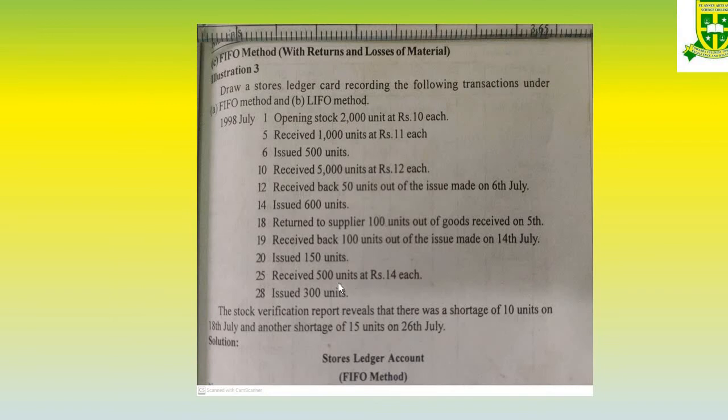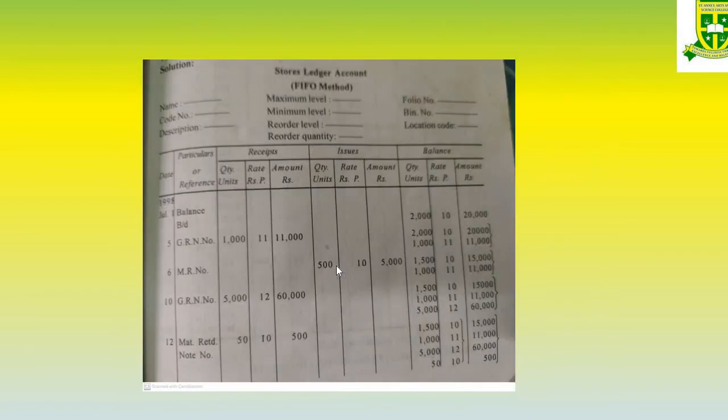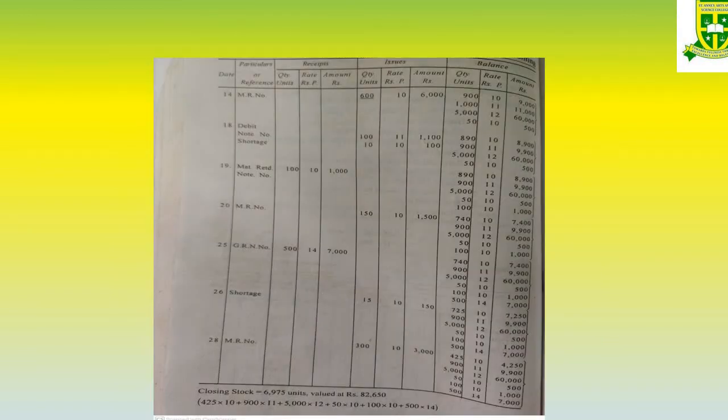Next, on 20th, we are issuing 150 units to the manufacturing process. So 150, first in first out method. The available stock is 890. From 890 I am issuing 150. The amount of 10,500 is deducted. 890 minus 150 is 740. The rate is 10, 740 into 10, 7400.